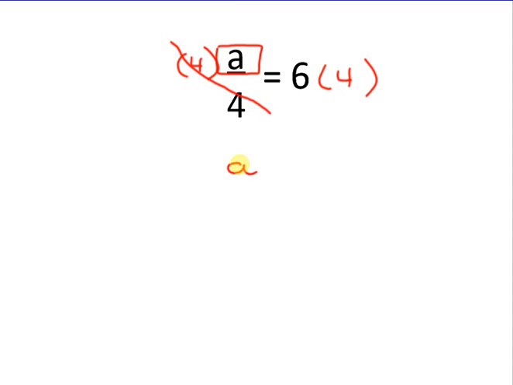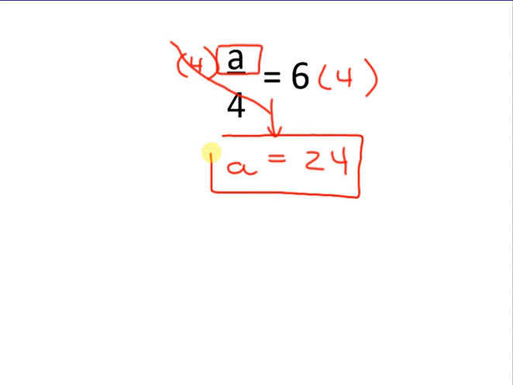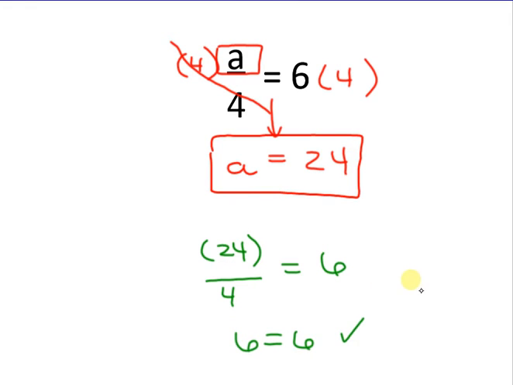So all you're left with here is a, bring down your equal sign. 6 times 4 is 24. That is your final answer. Now, as always, check your work. Plug 24 in for a over 4 equals 6. What's 24 divided by 4? 6 equals 6, and your answer works out.